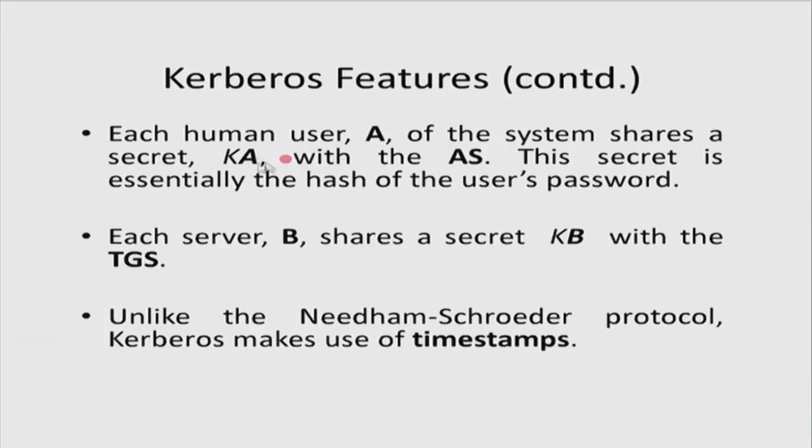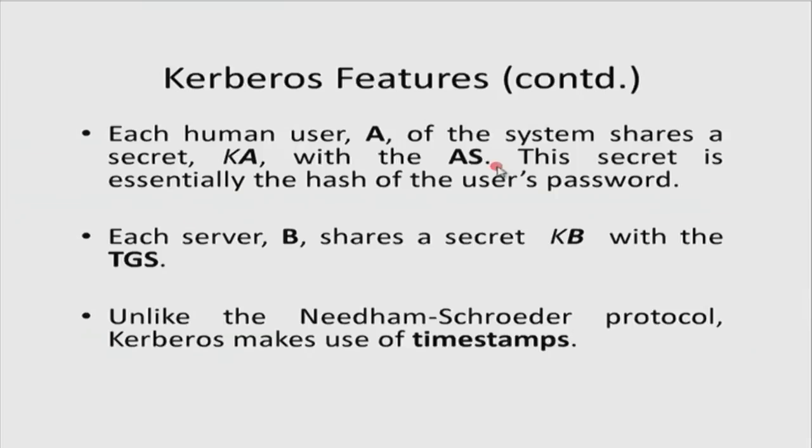So some more details here. There are two kinds of entities in the system: human beings who are users, and servers who provide service. Each human user A of the system shares a secret KA, a long-term secret, which is typically a function of the password, with the authentication server.